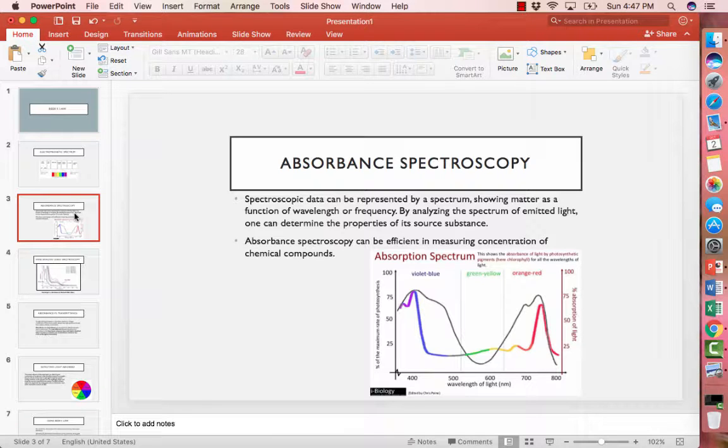This principle, Beer's Law, is based in absorption spectroscopy, which is a way to measure the concentration of chemical compounds. Here I have a picture of an absorption spectrum for chlorophyll, and you can see its wavelength versus the absorption of light. It peaks in the violet and the orange-red and dips in the green. So green leaves, which have chlorophyll in them, absorb all other colors except for green. Therefore, we see the leaf is green.